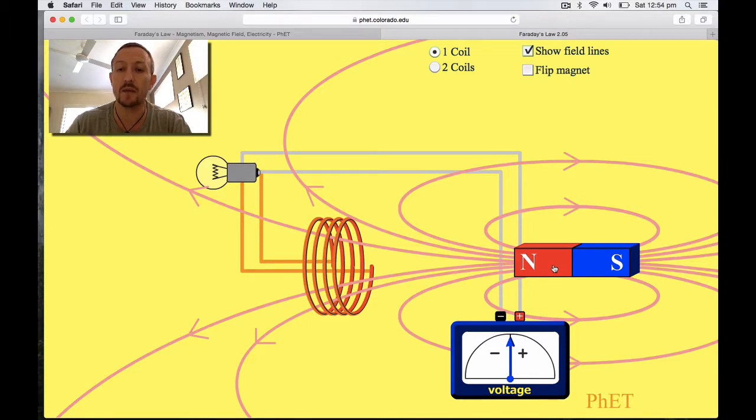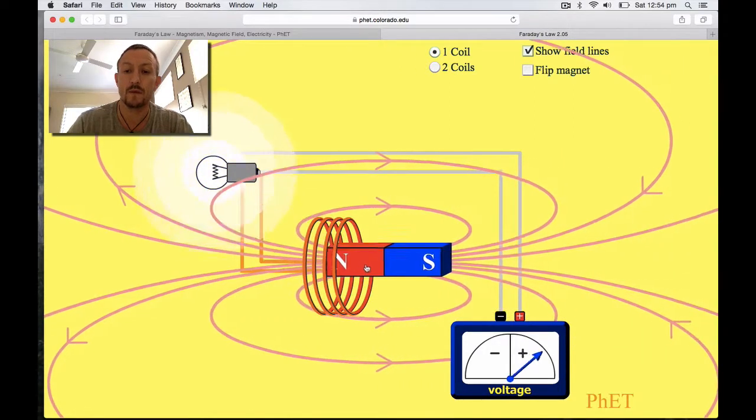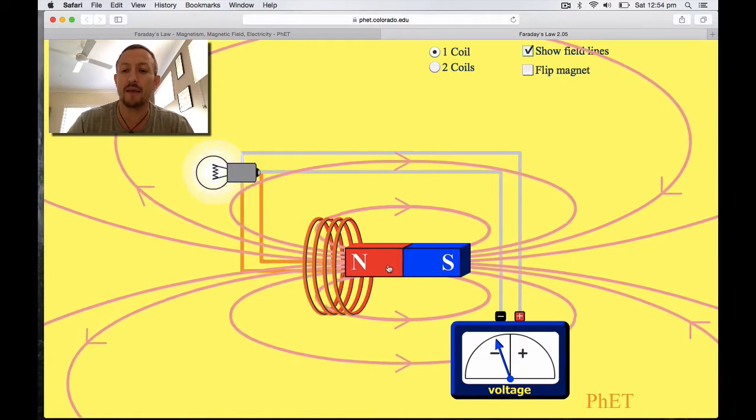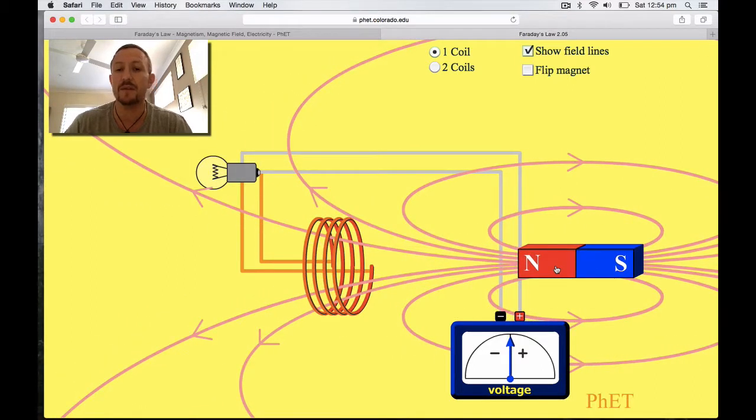So here we go. We're going to move that north. Check the field lines as they start increasing. Okay, they're at maximum here. Pull it back out. It goes in the opposite direction. We are decreasing our magnetic field lines, and the result is we get less of an effect.